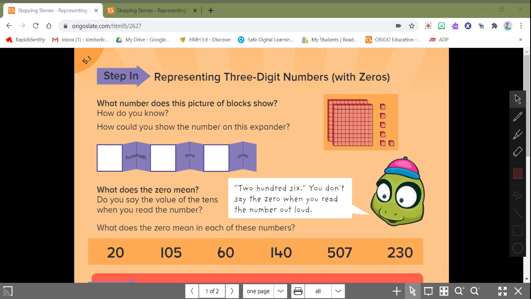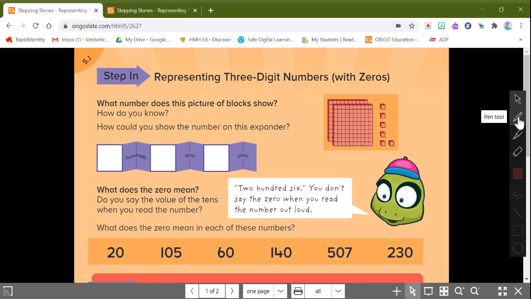Today we're going to talk about representing three-digit numbers with a 0 in it. So let's look at the top part. What does this picture of blocks show? Well, I'm counting and I see 2 hundreds. I don't see any 10s though, but I see 1, 2, 3, 4, 5, 6 ones.